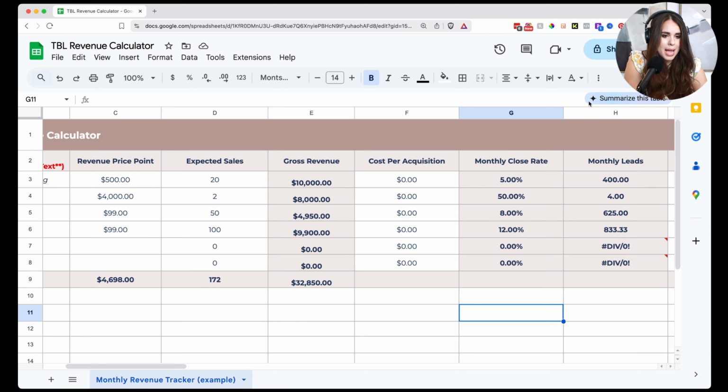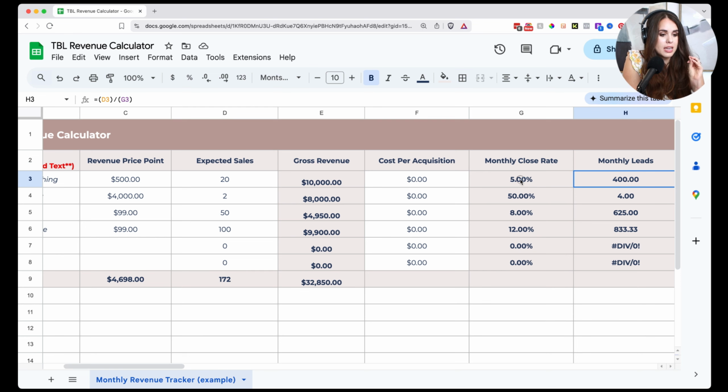So with a little math magic and editing magic too, I came up with a quick formula for you guys to be able to import this just completely automatically. So now when you actually go in and import your close rate, you can see how many leads you would need.